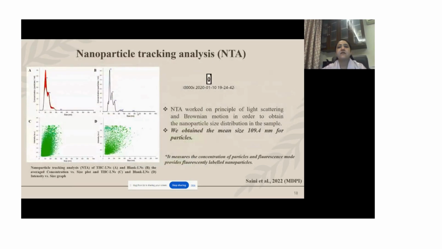So next, I have done NTA, that is nanoparticle tracking analysis, which is based on light scattering and Brownian motion to obtain the particle size distribution in the sample. So we can measure the concentration as well as the Brownian motion of our particles with the help of nanoparticle tracking analysis. So in this study, we obtained a particle size of 109.4 nanometer for our particles. I have done it for the drug as well as the blank formulation.